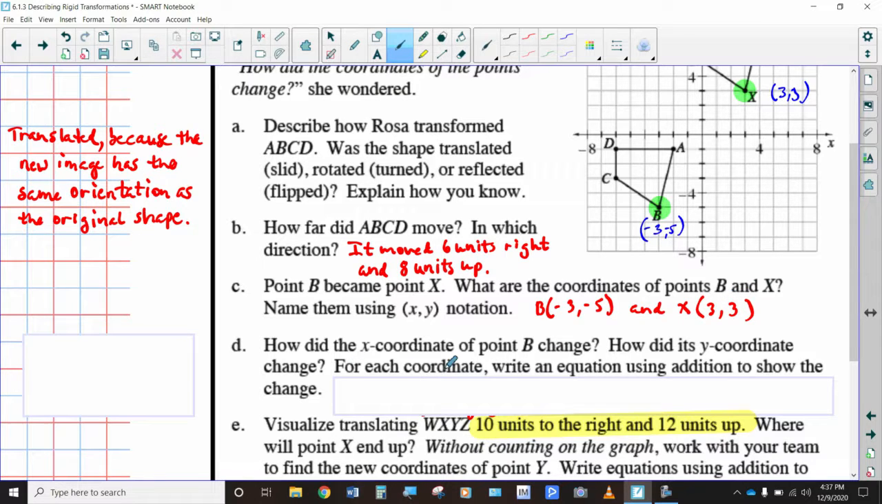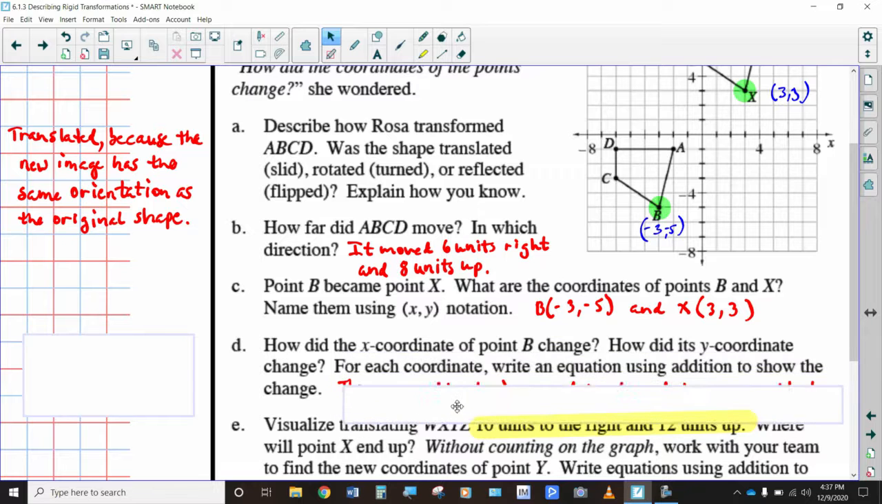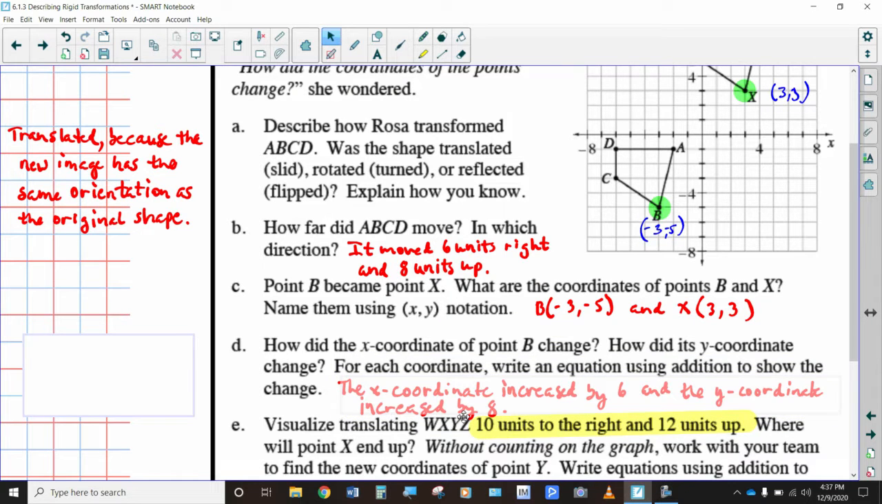So it says for each coordinate, write an equation using addition to show the change. Okay? So why don't you go ahead and show that process. We just kind of discussed that the X coordinate increased by 6, right? Because it moves 6 units to the right. And the Y coordinate increased by 8 because it went 8 units up, right? So how would that look to show that as an equation?